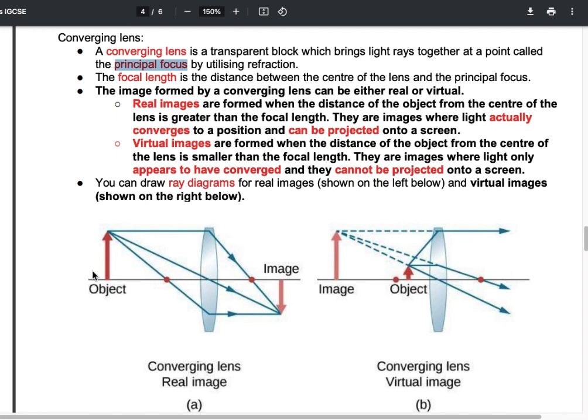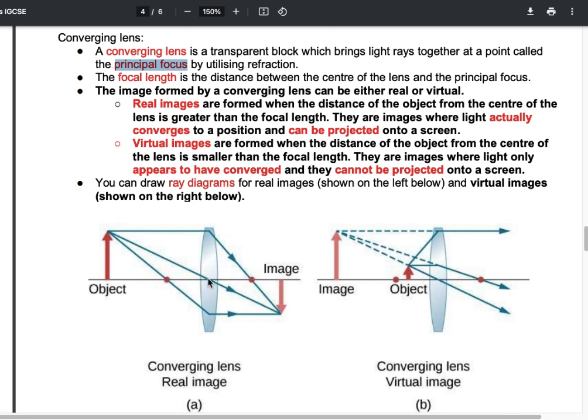This is what I wanted to draw before the board kept loading and unloading. This horizontal line that passes through the center of the lens is called the principal axis. A certain distance from the center of the lens to this point, where we put a point here, is called the principal focus.